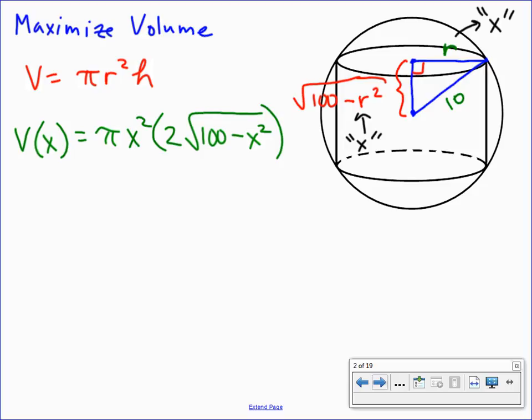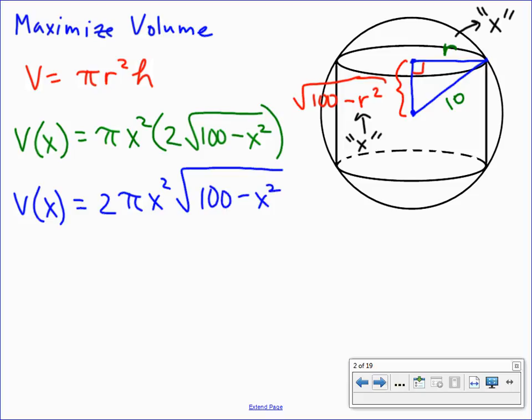Great. So I'll do a quick rewrite, and I'll be all set to go with my closed interval method, if I can get a domain, my first derivative test, my second derivative test, whatever seems to make the most sense. But first I'll go ahead and rewrite this one more time. So maybe 2 pi x squared root 100 minus x squared. How's that? Pretty good? Let's maximize that.